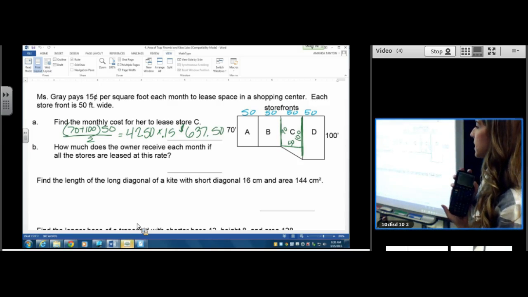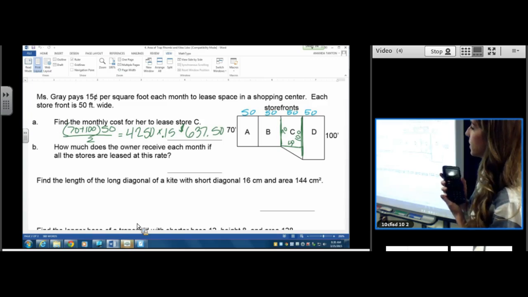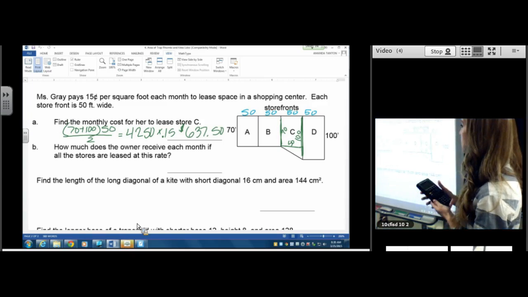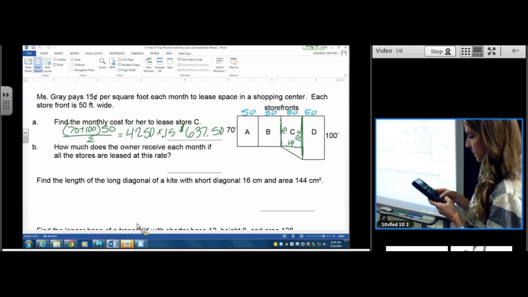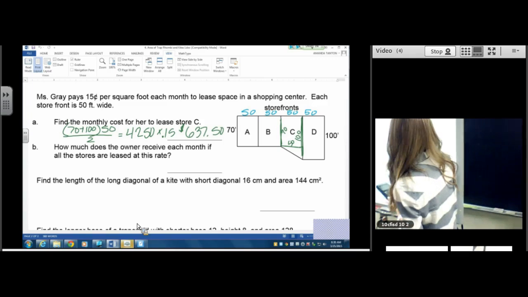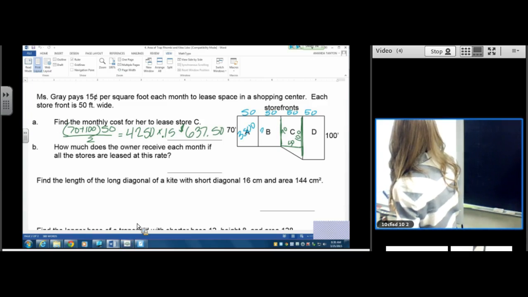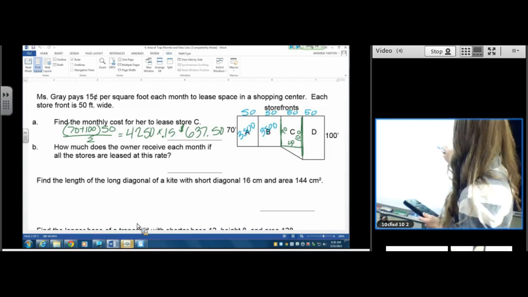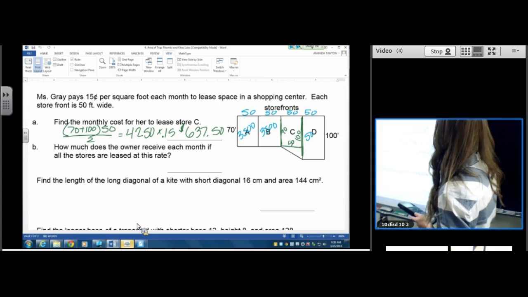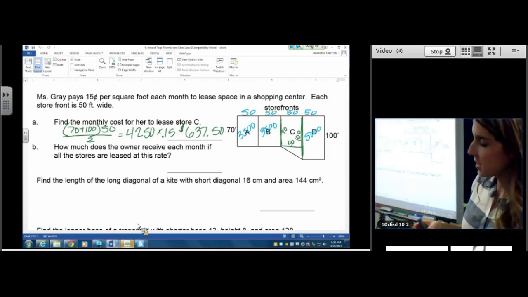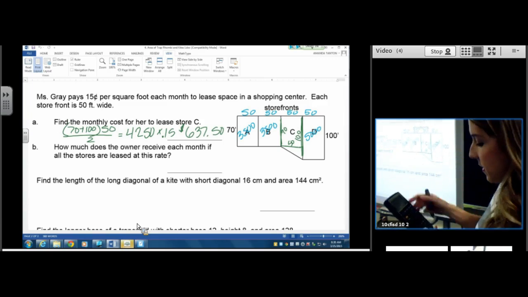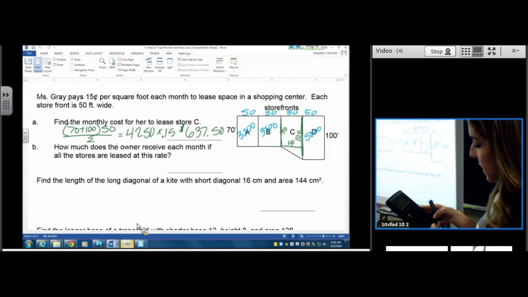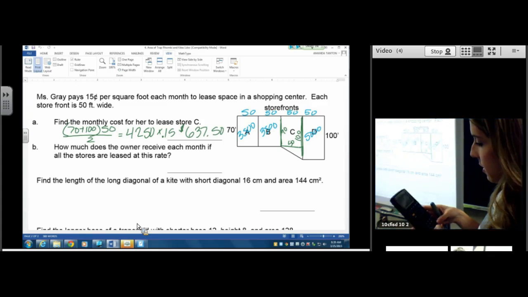How much does the owner receive each month if all the stores are leased at this rate? So we need to find the area of each store. So we'll do 70 times 50, 3,500, 3,500. What about this one? 5,000. That one's a big store. So now we're going to add them up. 5,000 plus, we already found this one, 4,250 plus 3,500 plus 3,500.